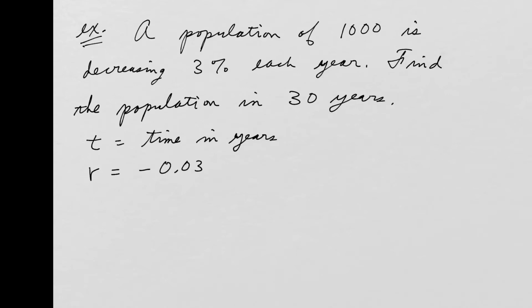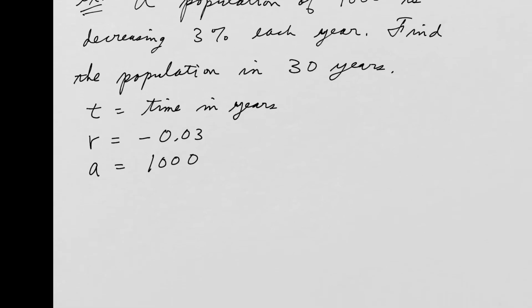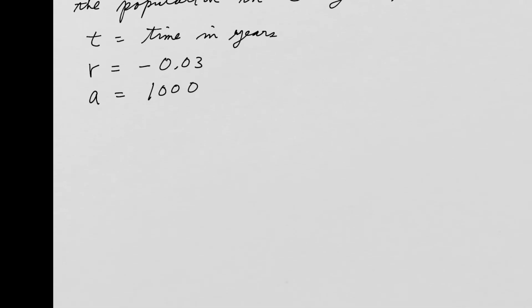And then what is the starting value? Well, the starting value is our A, and that's going to be 1,000. We start at 1,000. So the equation for this is going to have this form: the population at some time t is equal to A times (1 plus R) to the t.